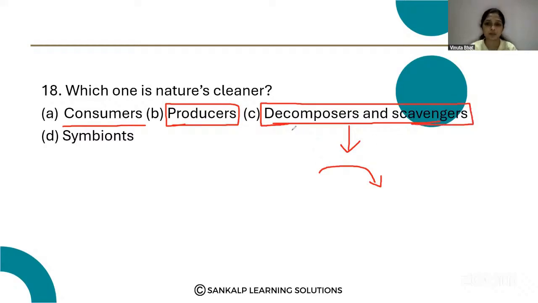So symbionts do not clean the environment. So option C, decomposers and scavengers, are called nature's cleaners.